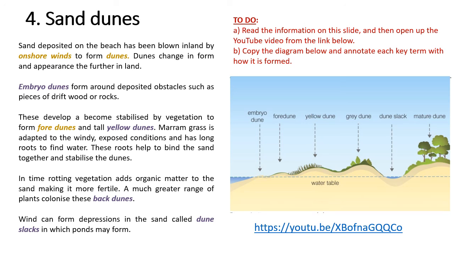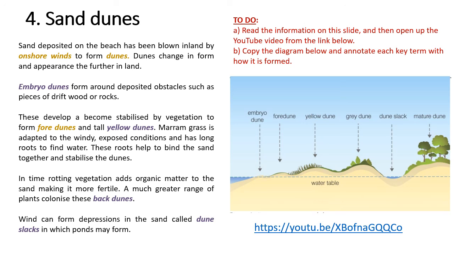So absorb all this information, read through, watch the video, get all of this into your head, and email any questions you've got over to your teacher. When you've done that, copy the diagram and annotate each key term with how it is formed. So for example, embryo dune: formed around deposited obstacles such as pieces of driftwood or rocks. That's the information you're going to attach to each term, all on your diagram, linking it together there.